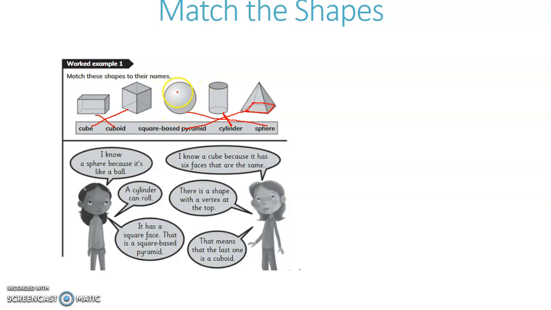This does not have any flat surfaces. It is spherical in shape. The sphere can roll. Similarly, a cylinder can roll, but it has 2 flat surfaces.